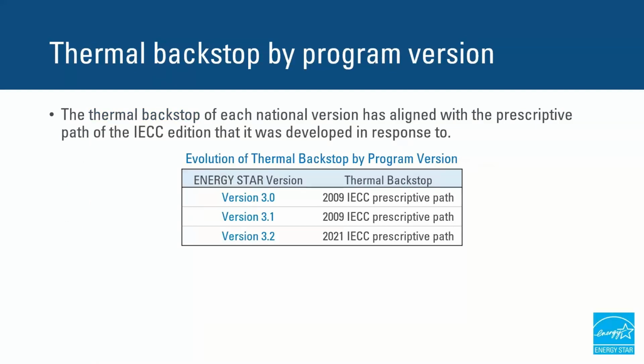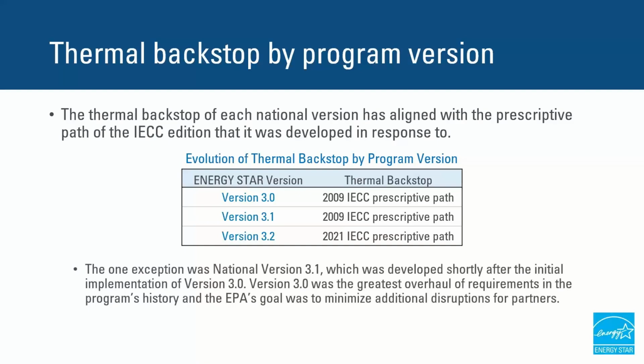The thermal backstop of each of our national versions in our program has aligned with the prescriptive path of the IECC edition that it was developed in response to. So for example, version 3 was developed in response to the 2009 IECC, and the backstop was aligned with the prescriptive path of that edition of code. National version 3.2 was developed in response to the 2021 IECC, and the backstop was aligned with the prescriptive path of that edition of code as well.